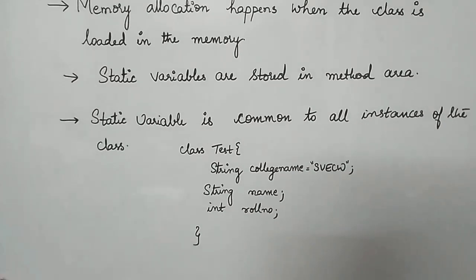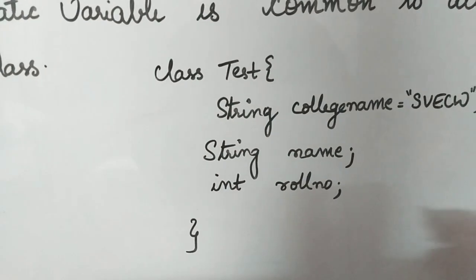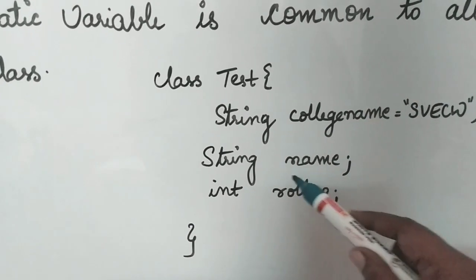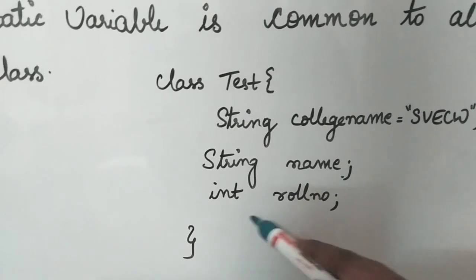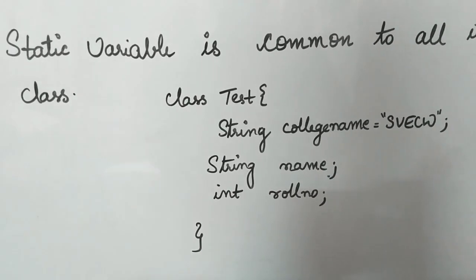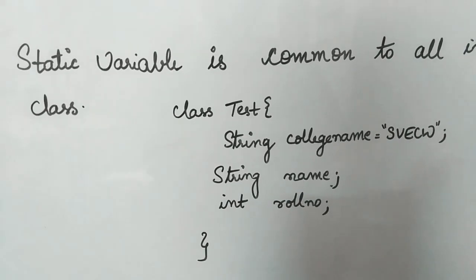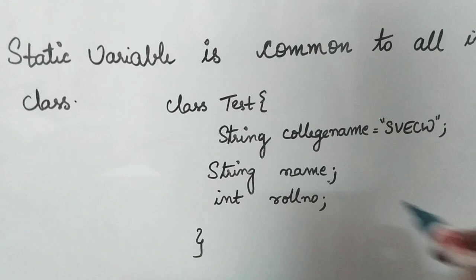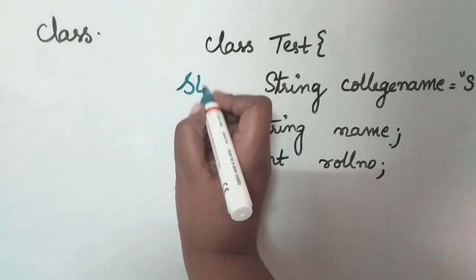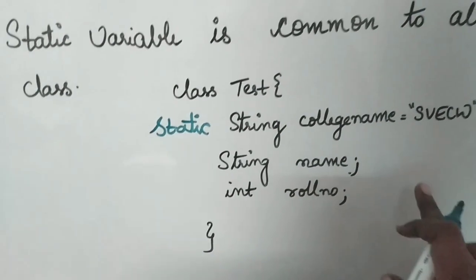So we'll just try to understand the essence of the static variable. In this particular example, there are three variables. The first one is college name, the second one is name of the student, and this is the roll number of the student. Now can you take a guess on which variable should become static? So college name should become static because it is common to all the instances of the class.